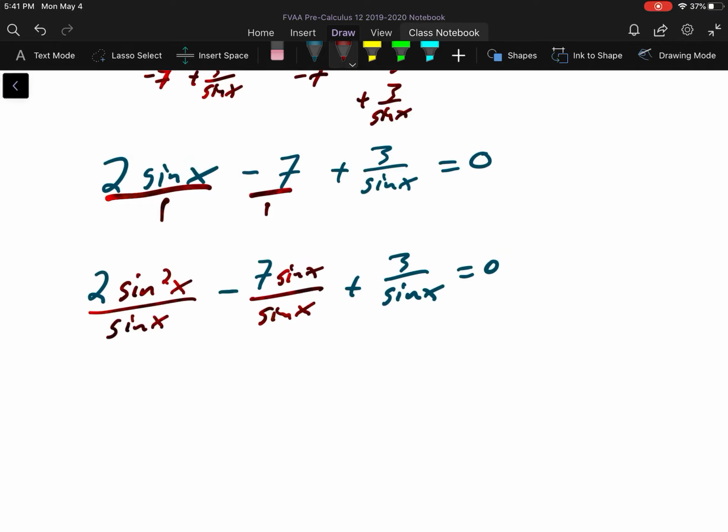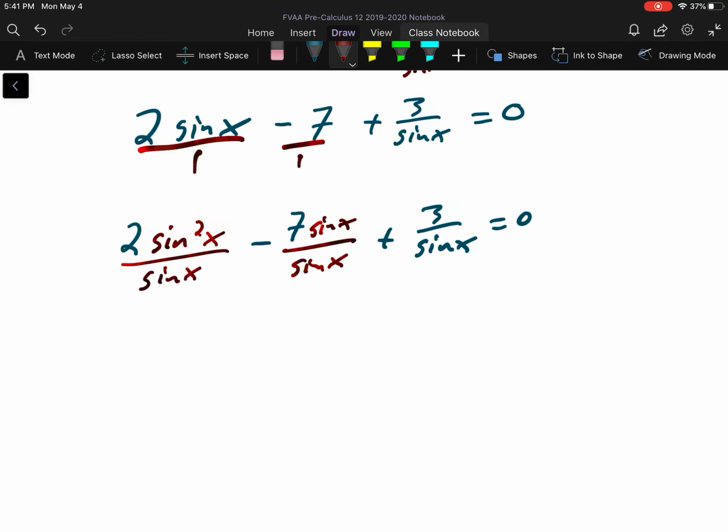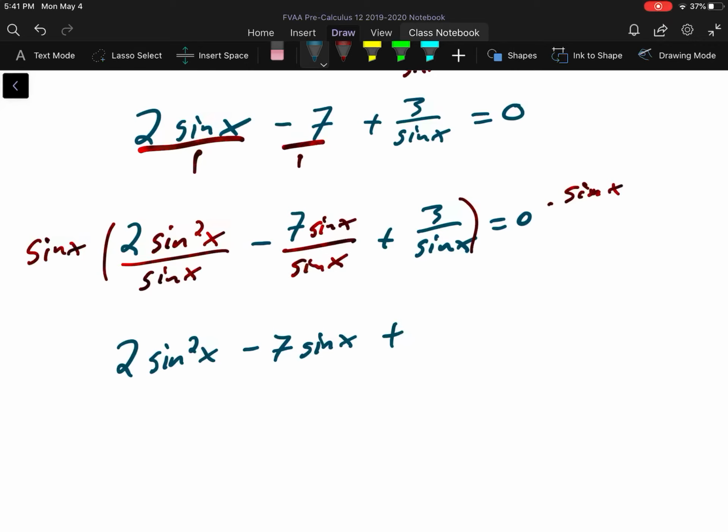From here, if I multiply both sides of my equation by sine x, that gets rid of my denominator. So I'm left with the equation 2 sine squared x minus 7 sine x plus 3 is equal to 0. Now I've gotten somewhere. I've gotten to an equation that looks like a quadratic equation, or a trinomial that I can factor. And indeed, I can factor this.